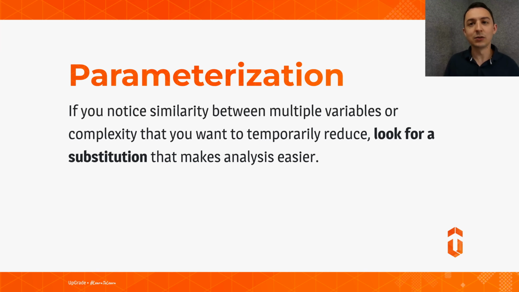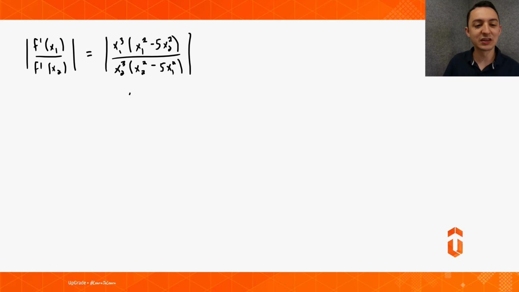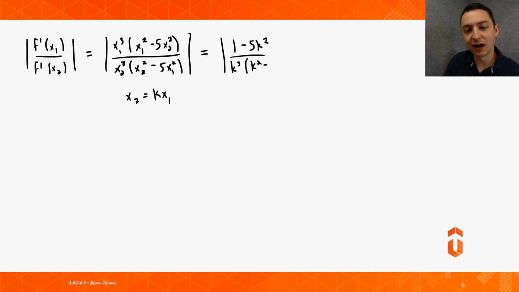And so what I notice in our particular case is that if I use a multiple of one for the other, everything will cancel out and clean out really nicely. And so I'm going to make the substitution that x2 is equal to k times x1. And when I substitute, all those x1s are going to end up canceling out, and we end up with the expression 1 minus 5k squared all over k cubed times k squared minus 5. And you'll see some of the same structure there in that expression as the expression that we had before that. Just a bunch of x terms have all canceled out.